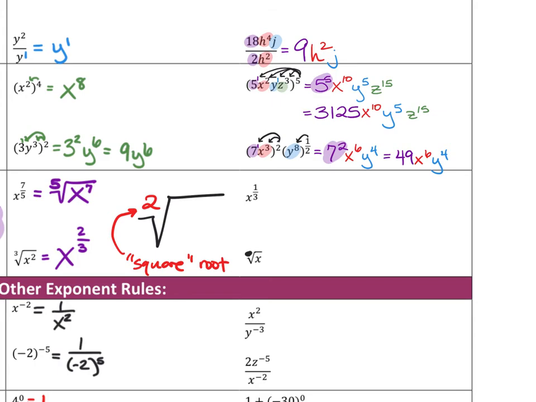So we want to be able to use the hidden math whenever we do it. If we take x to the 1/3 and rewrite it into radical form, let's go ahead and set ourselves up for success. We know there's going to be a radical and the base is x.